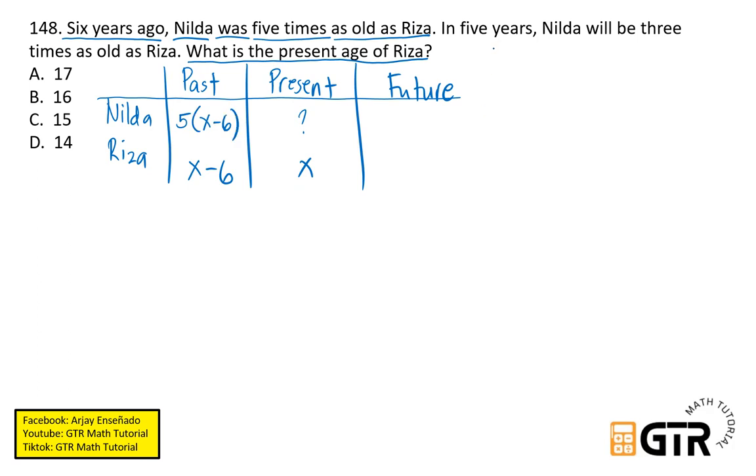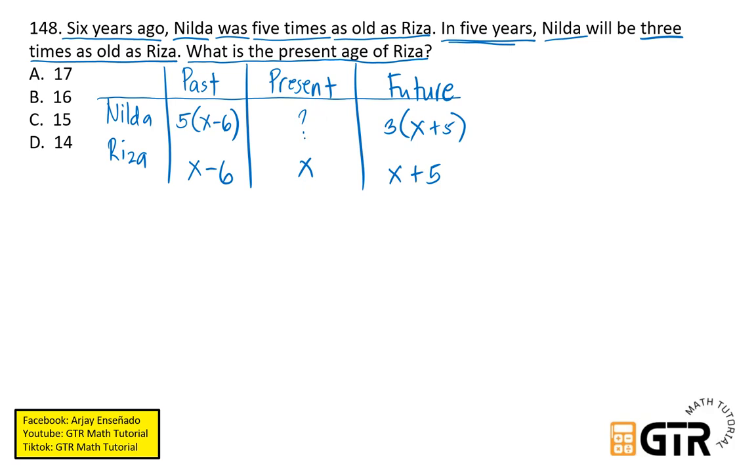Okay? So next sa future naman tayo. So in 5 years ang age ni Riza, mag-add tayo ng 5. So future ay X plus 5. Okay? So si Nilda naman, in 5 years, Nilda will be 3 times as old as Riza. So yung age ni Riza, imumultiply naman natin sa 3. So 3 times X plus 5. Okay? So actually itong present ni Nilda, hindi natin kailangan dahil hinahanap lang natin present age ni Riza, yun na yung X.